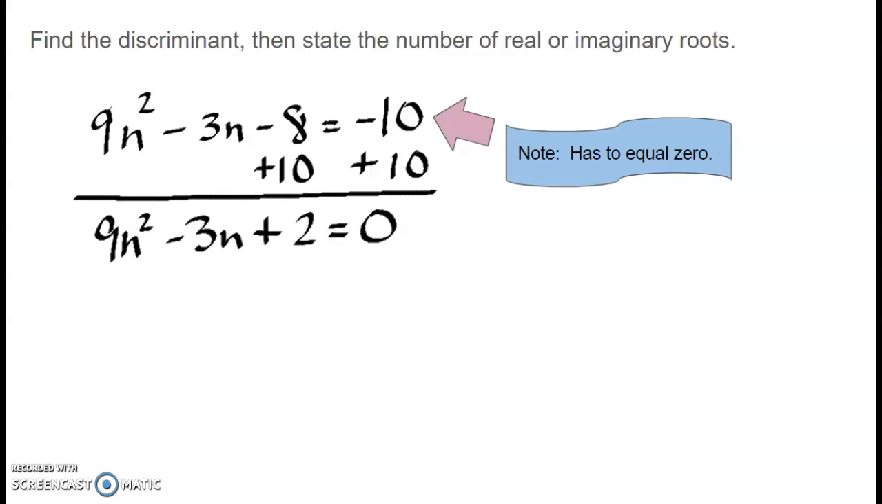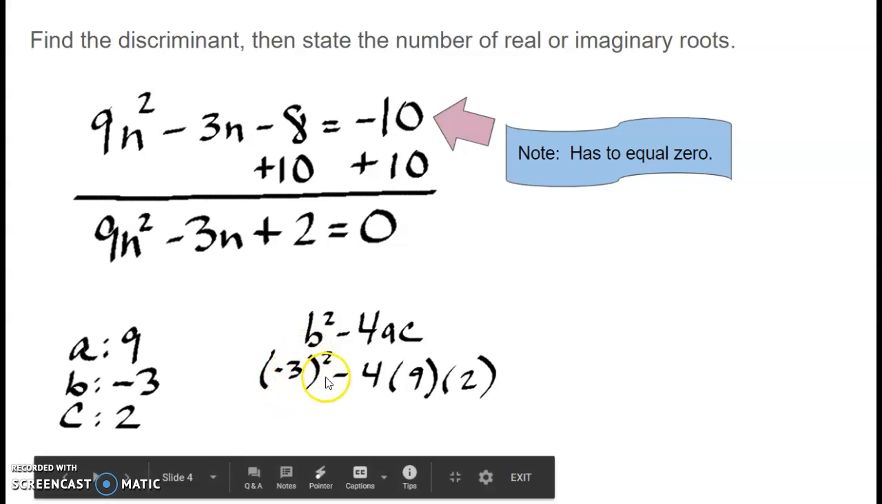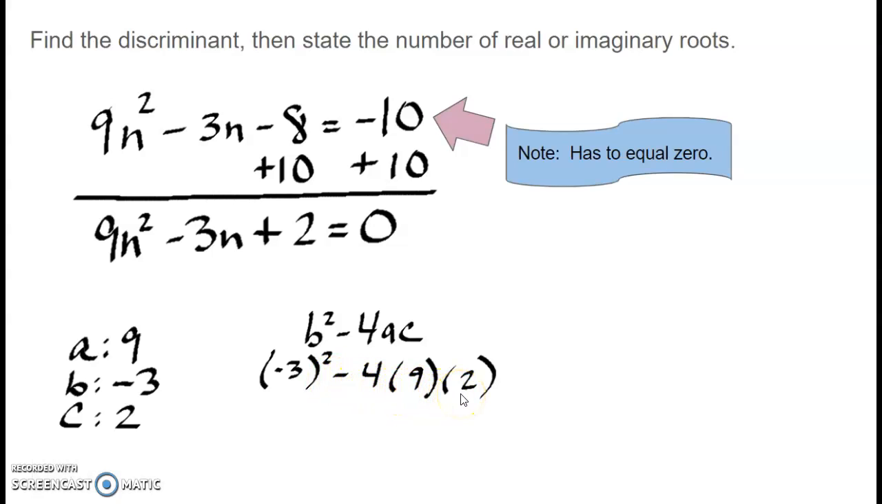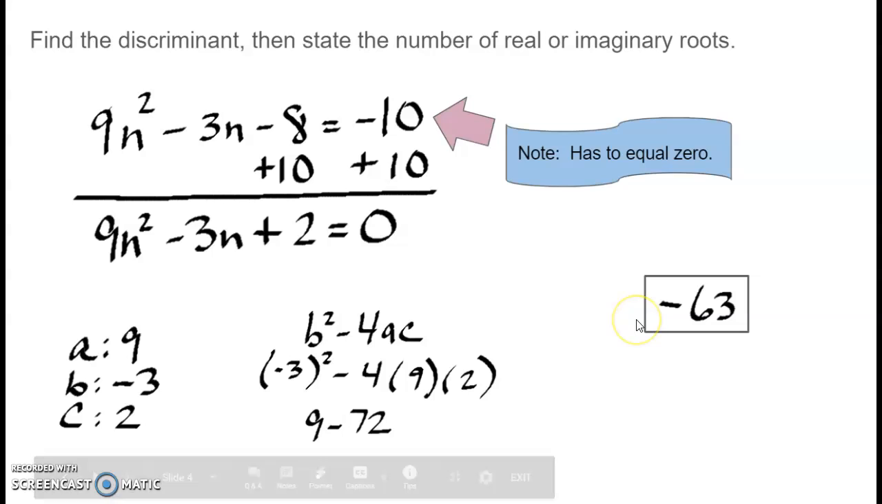Now I'm going to use my b squared minus 4ac formula. So a is 9, b is negative 3, and c is 2. I plug those numbers into my little formula. B is negative 3, so I got negative 3 squared minus 4 times 9 for a and 2 for c. So I have 9 minus 72. When I do that math, I'm going to have a negative number.